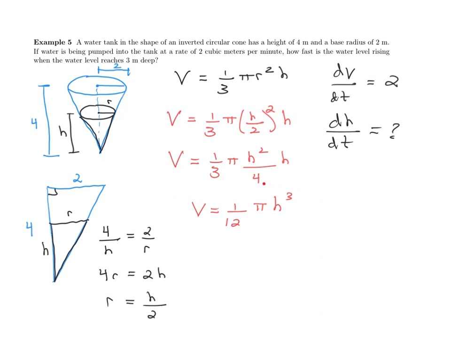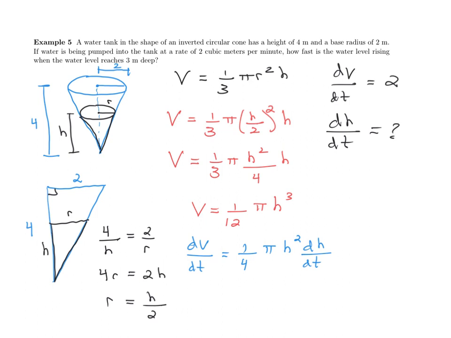What's nice about this is we can take the derivative with respect to t, and there are no r's that we have to worry about anymore. So let's do that as our next step. Let's differentiate this with respect to t. We get dV dt is equal to, okay, if I bring down the 3, I get 1/4 pi h squared times dh dt. I know dV dt, that's 2. I know h, we're told that's 3. And the only thing I don't know is dh dt, which is the thing I'd like to solve for.